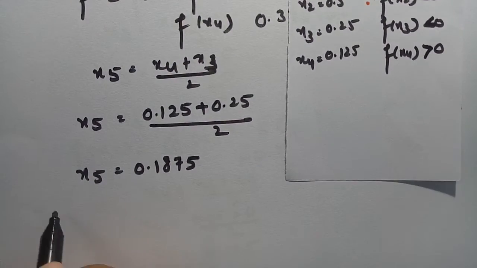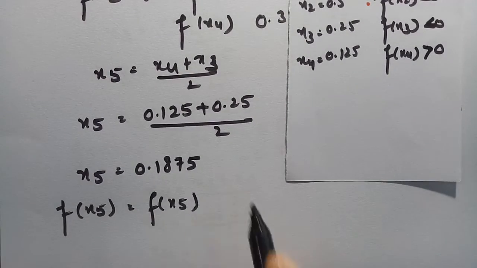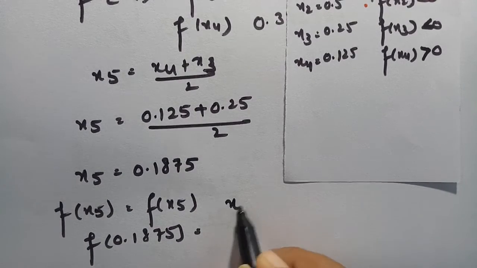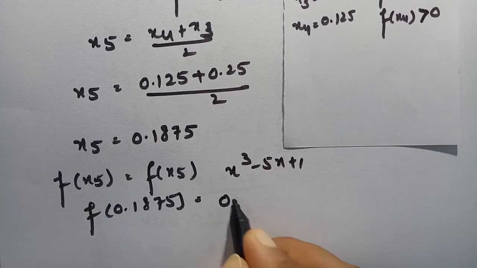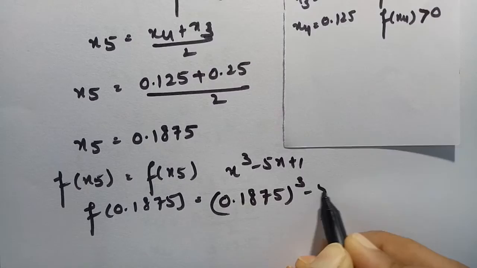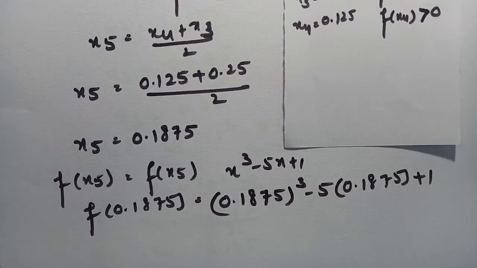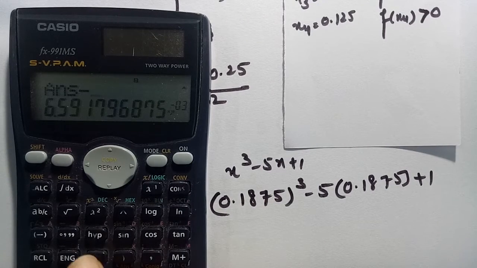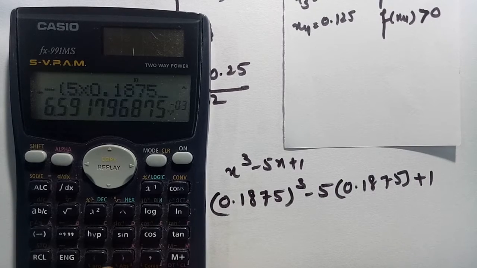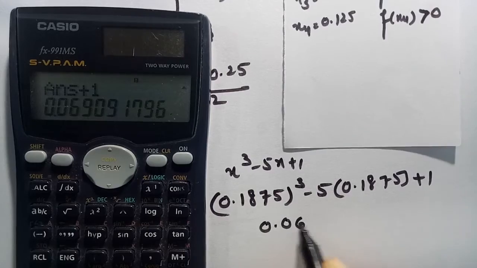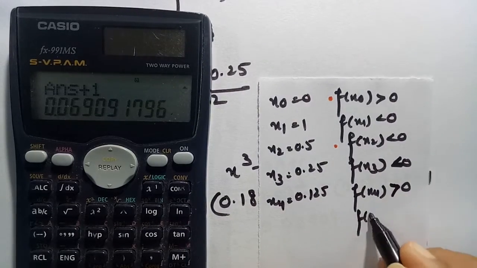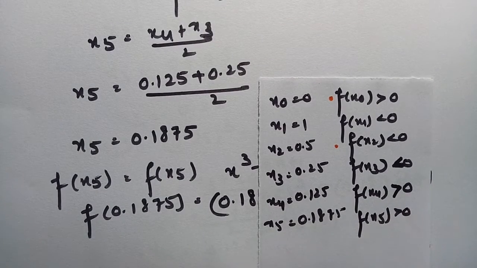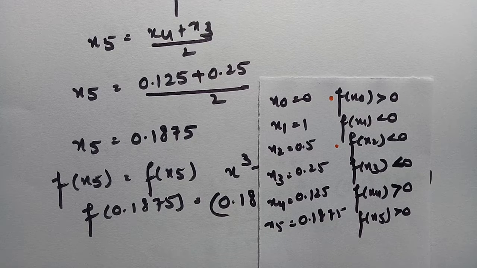So here if I take f of x5, that is f of 0.1875, we have to keep it in x cube minus 5x plus 1. So 0.1875 whole cube minus 5 times 0.1875 plus 1. So the value is again a positive value, that is we got f of x5 value as a positive value. So what is our x5 value? 0.1875.